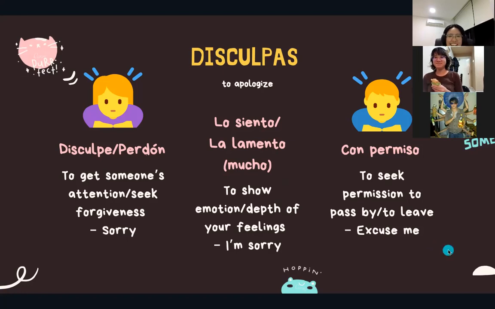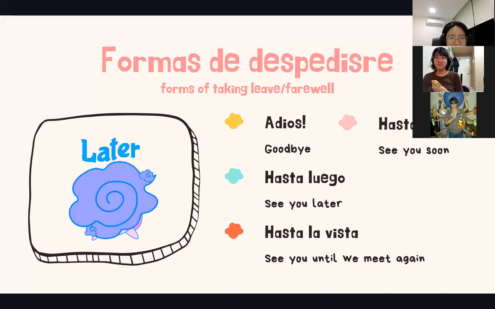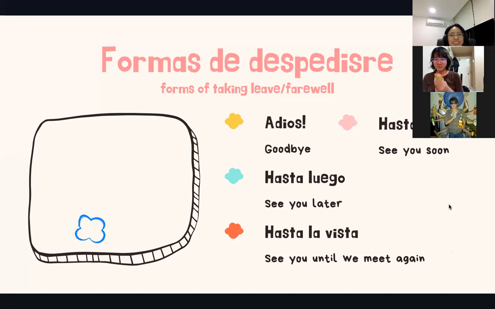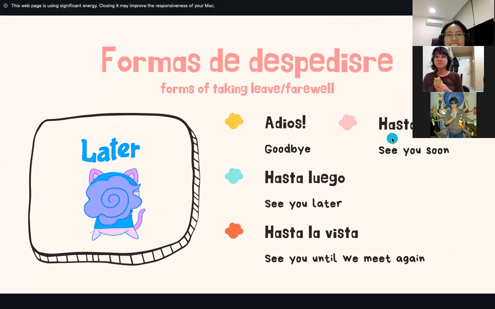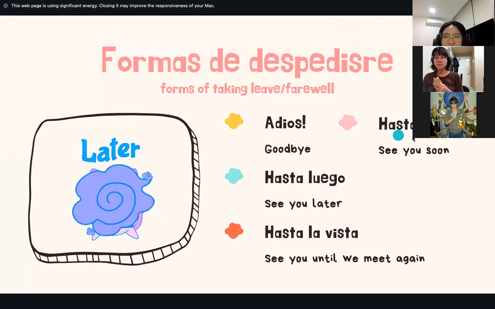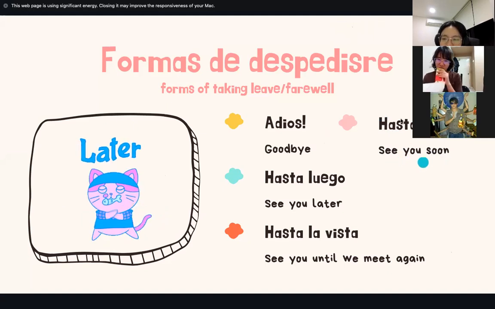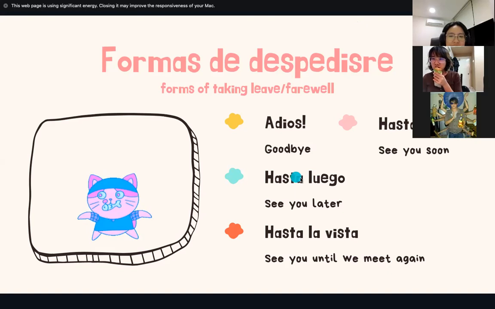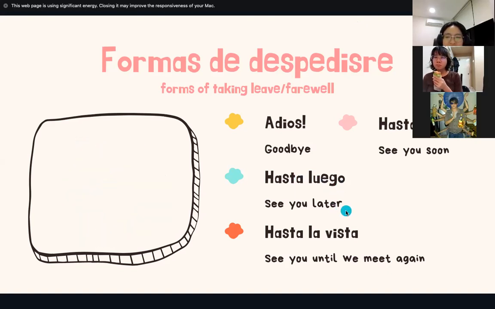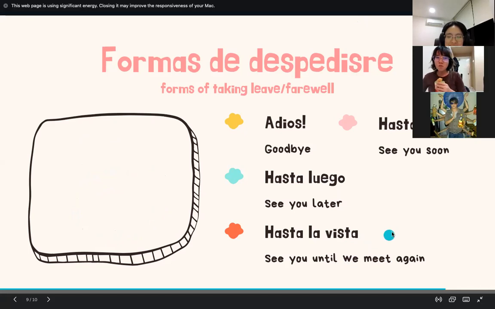Okay, moving on to the next slide, formas de despedirse, which means forms of taking leave or saying farewell. The most famous and the simplest one is adiós, which means goodbye. And as I mentioned just now, the H in the Spanish language is silent, so we don't say the letter H. So it becomes asta pronto, which means see you soon. The next one is hasta luego, which means see you later. And lastly, if you have ever seen The Terminator, you would know hasta la vista, which means see you until we meet again.